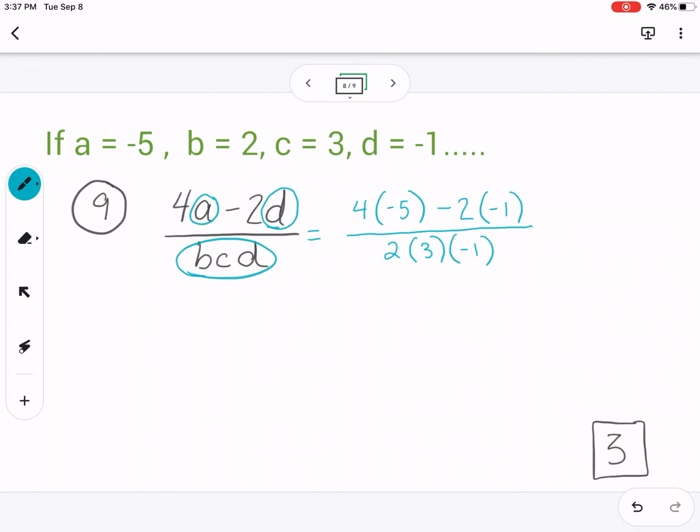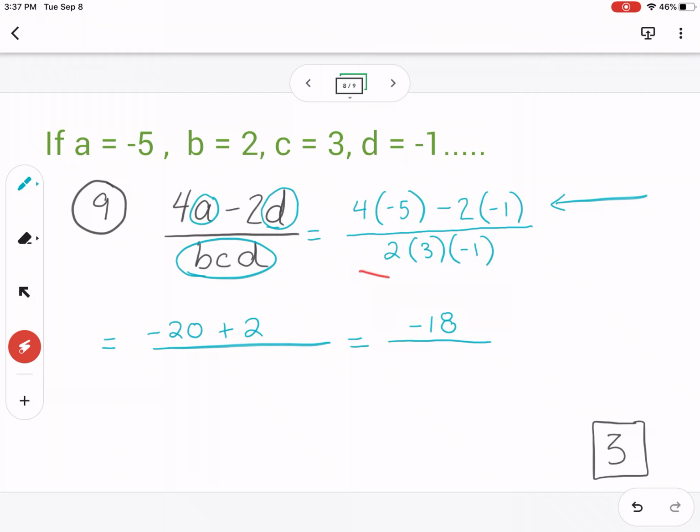And now with PEMDAS, we're going to focus on the numerator and the denominator separately. So just completely focus right now all your attention onto that numerator. And what would that become? Well, we would do multiplication from left to right. So first we would do that 4 times negative 5, which gets us negative 20. I would then focus on that negative 2 times negative 1, which is positive 2. And I'm going to keep working in that numerator. That numerator then becomes negative 18.